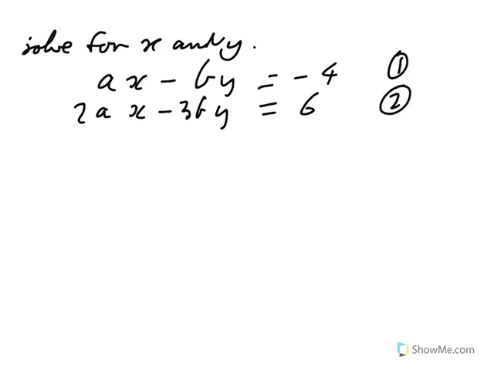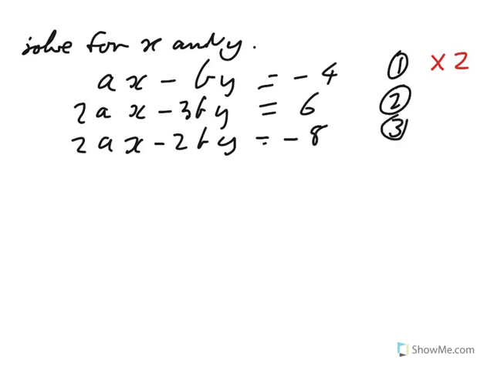Okay, so we can do elimination. So if we need to eliminate, there's a number of different ways we can do it. The way I'm going to do it is multiply that first equation by 2. Okay, so when I do multiply that first equation by 2, I then get 2ax minus 2by equals negative 8. So there's equation 3.